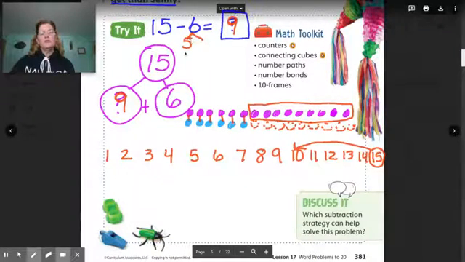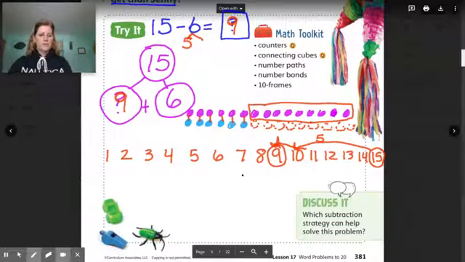5 plus blank equals 6. 1 more. Good. And here it is. This is 5 jumps and 1 jump. That's minus 6. 15 minus 5 minus 6 is 9.